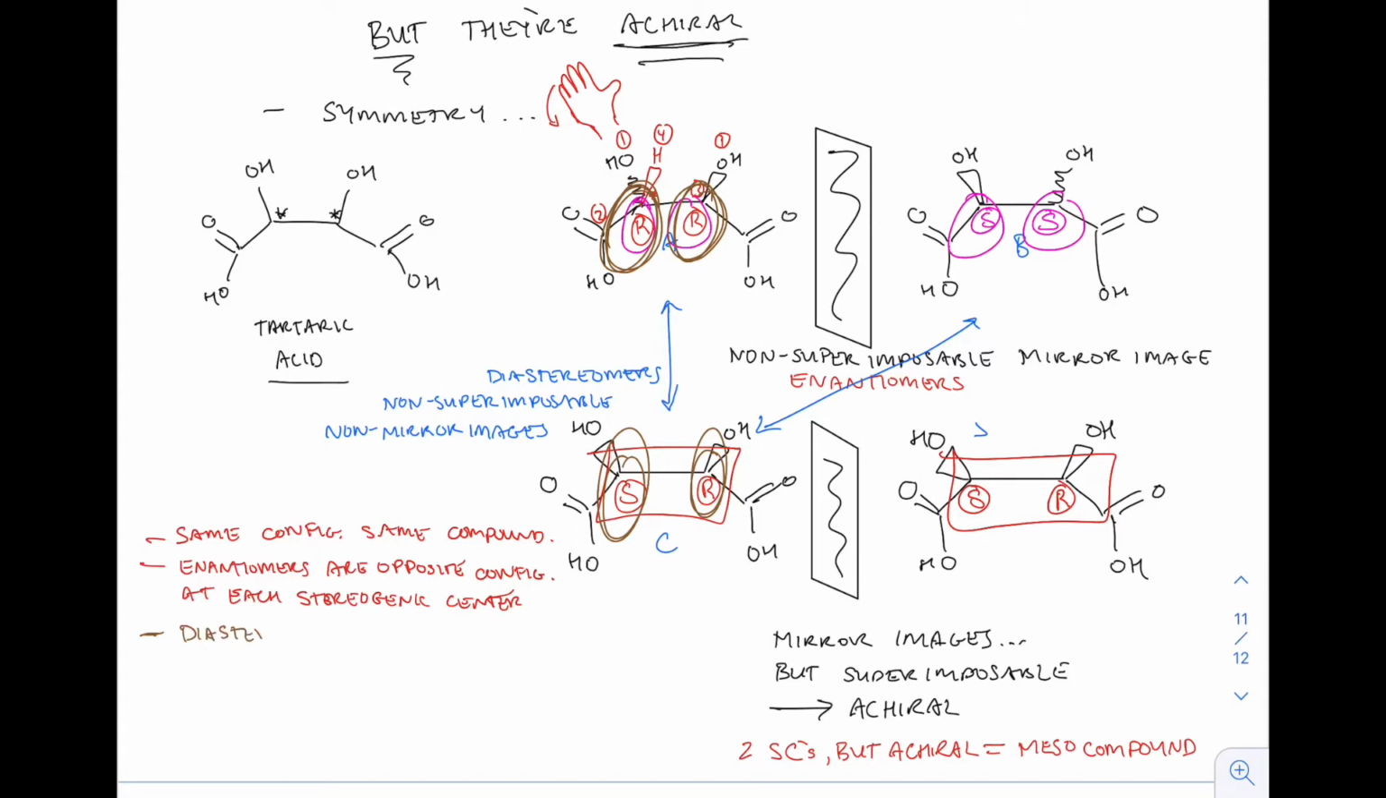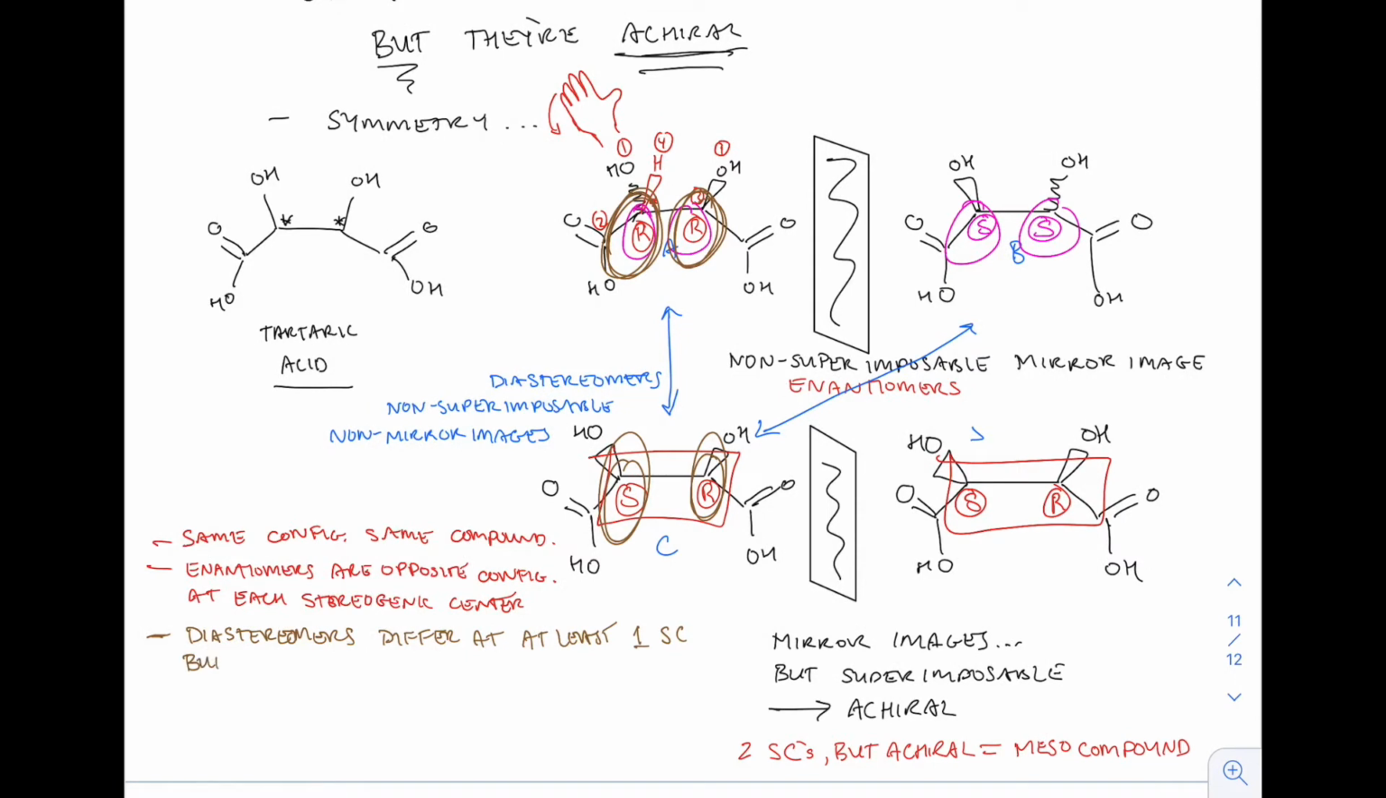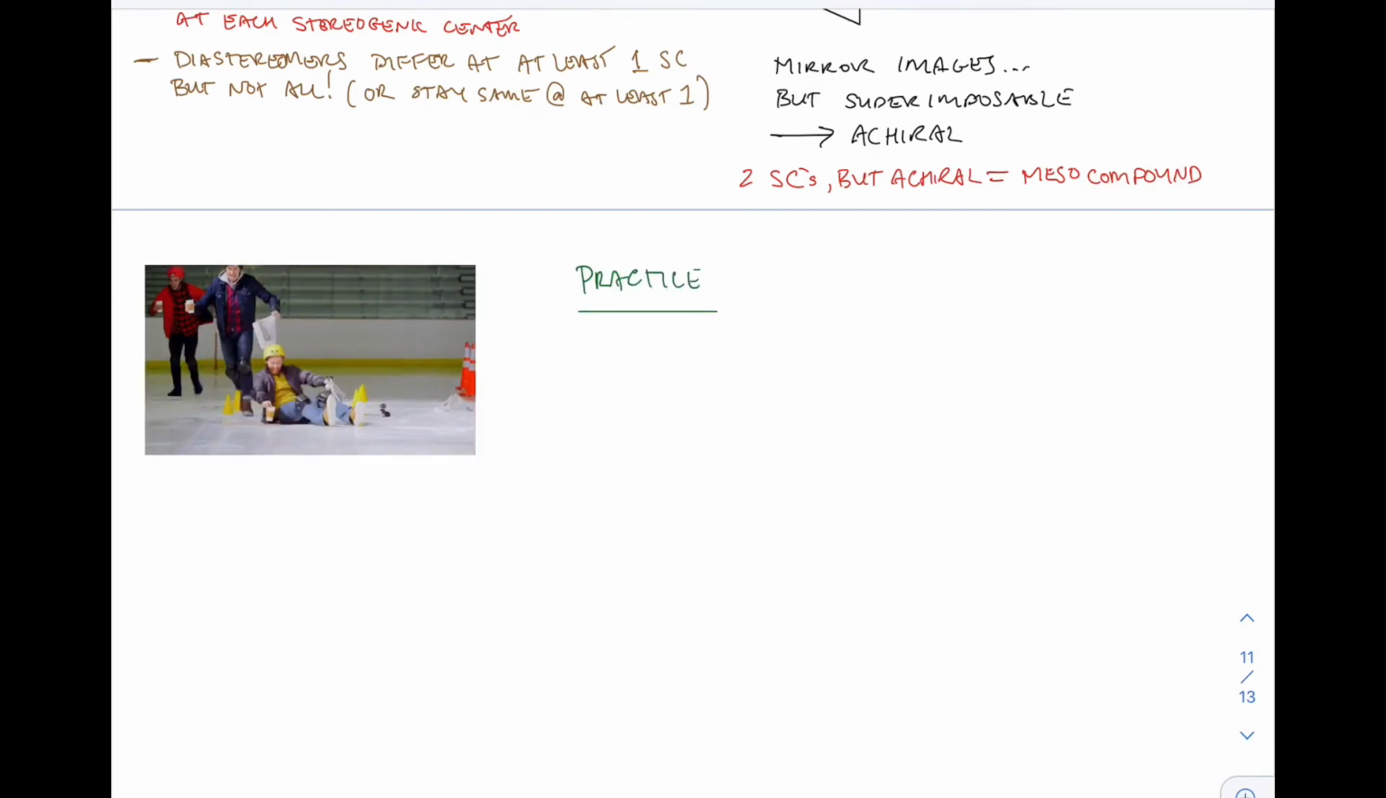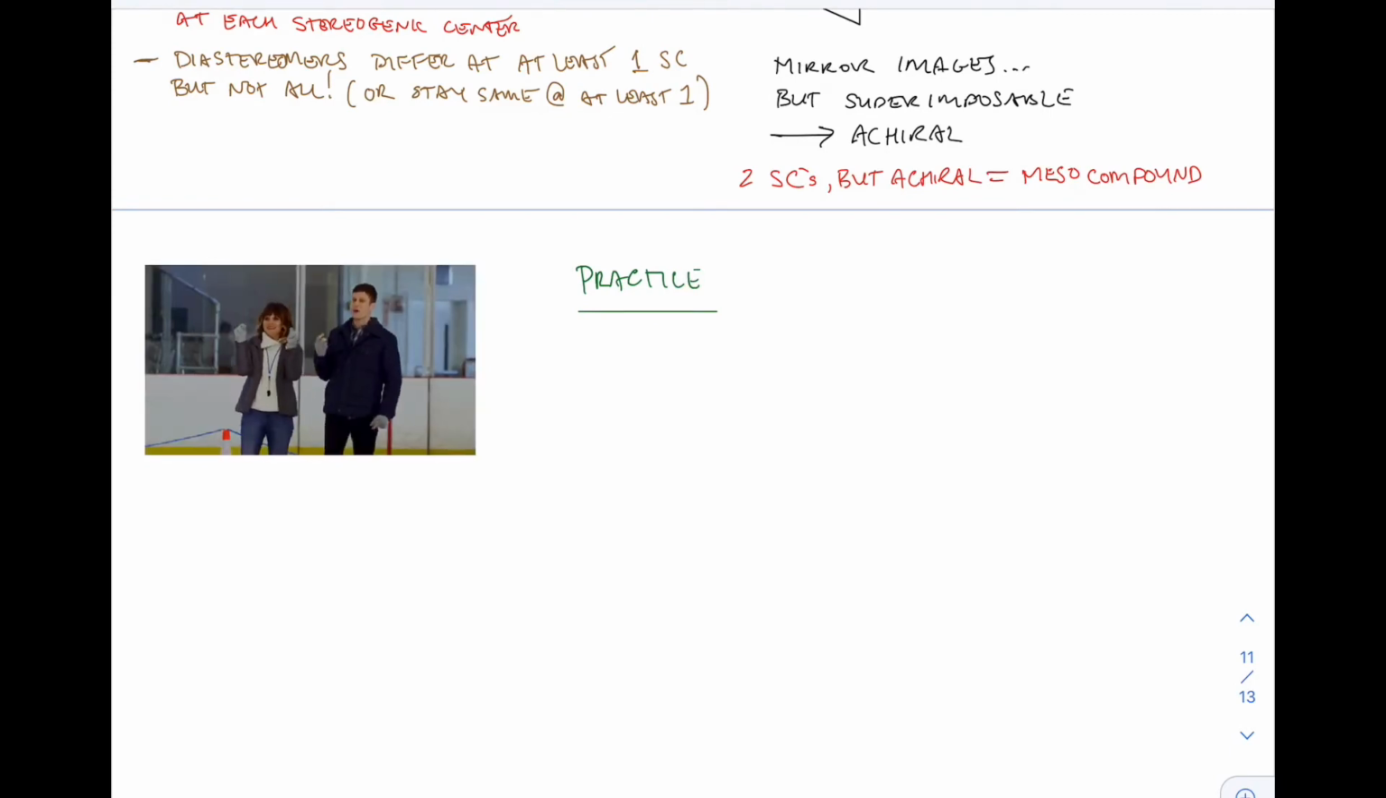Now, let me switch to this brown color for you. These two right here, when we compare these, we can see that the R's match up, but there's an RS comparison here. And so remember the definition of diastereomers is that it differs at least one of the stereogenic centers, right? We can also say that it doesn't differ at all of them, and also that it stays the same at least one of them. There's different ways of looking at it, but either way, that's a diastereomer, right?